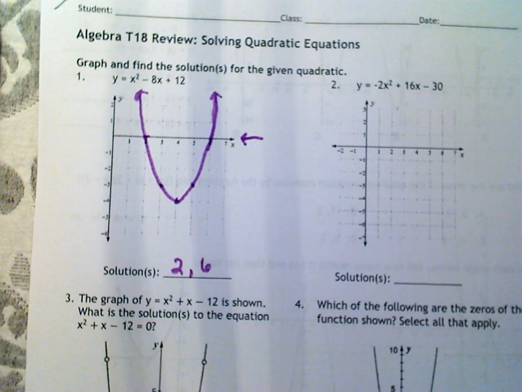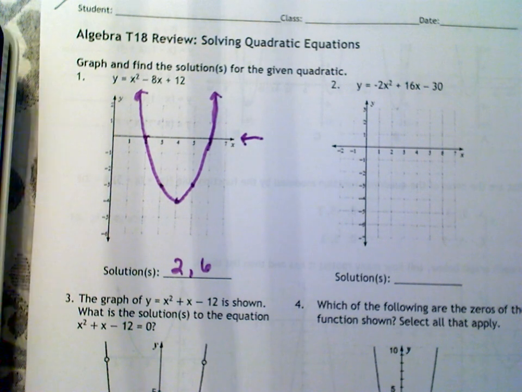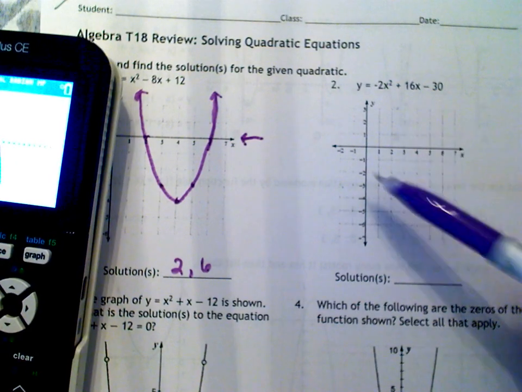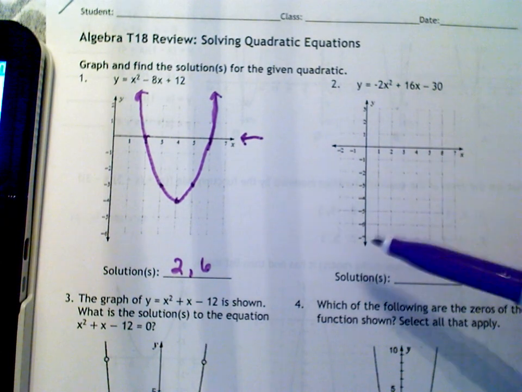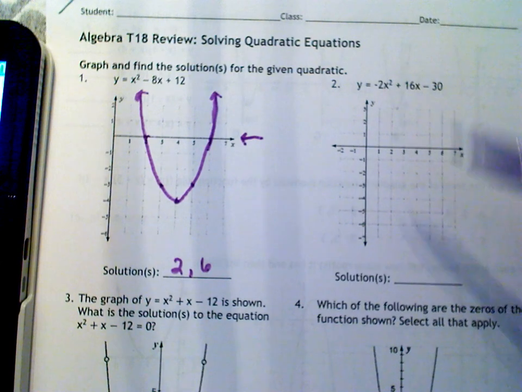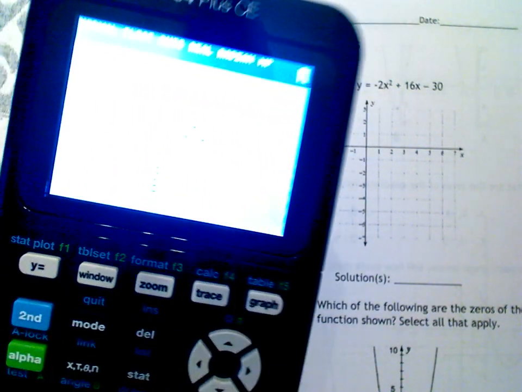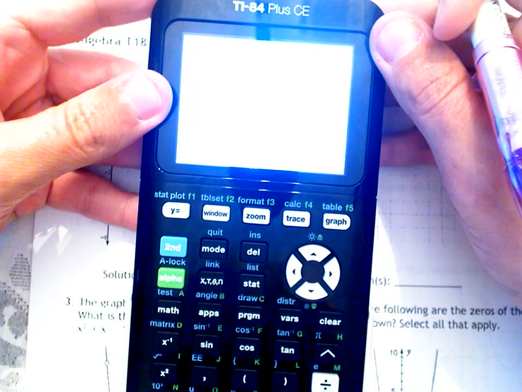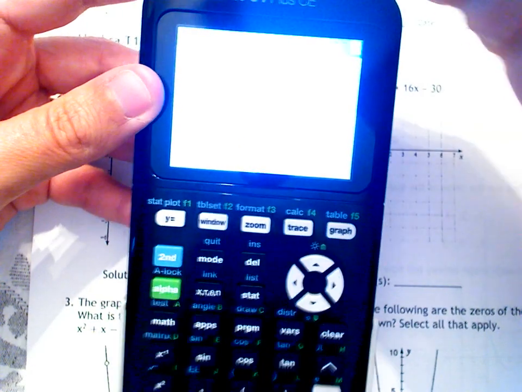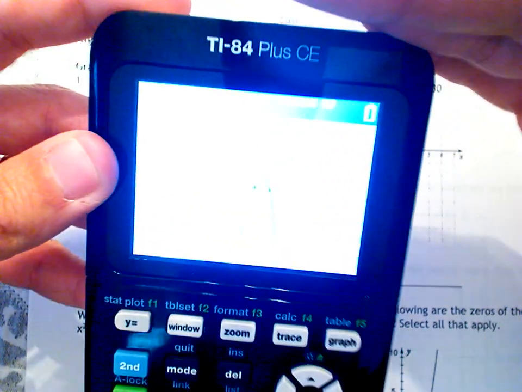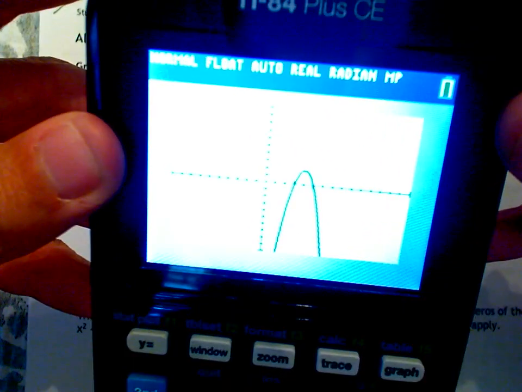All right, number 2, I'm going to plug that in. Negative 2x squared plus 16x minus 30. And then I'm going to hit graph. You'll notice that the domain and range of this graph is different than the first one. We did that just so you have room to plot your points. So here's kind of what my graph looks like. Sorry, I don't know how to make that where you can see it. Okay, well, there you go.